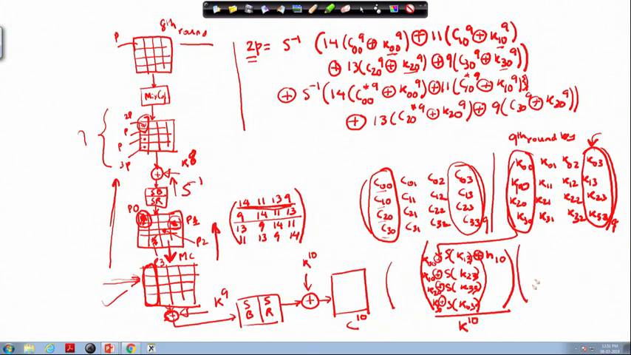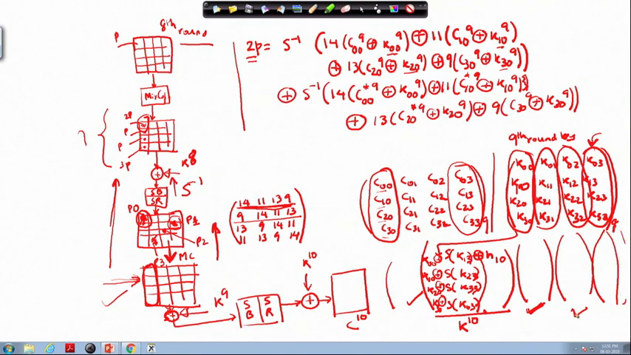For the second column, again you take this column and XOR it with something four steps behind, this column, and then you get this column. For the third column of the 10th round key, you XOR with the previous column. And for the final column, you XOR it with this column, the last column of the 9th round key.